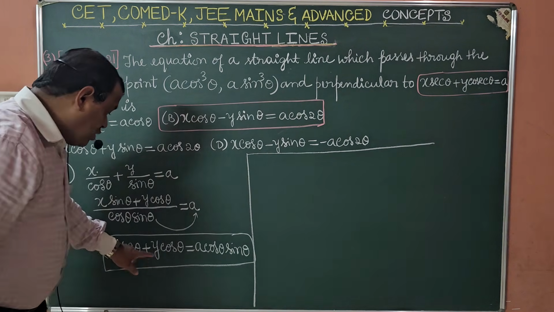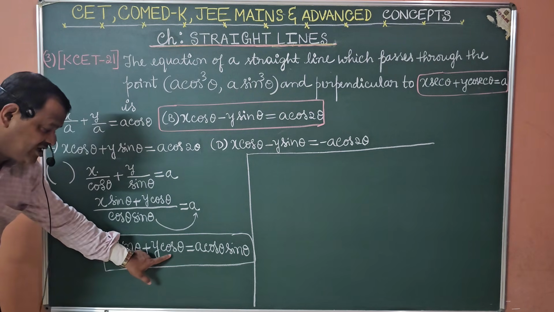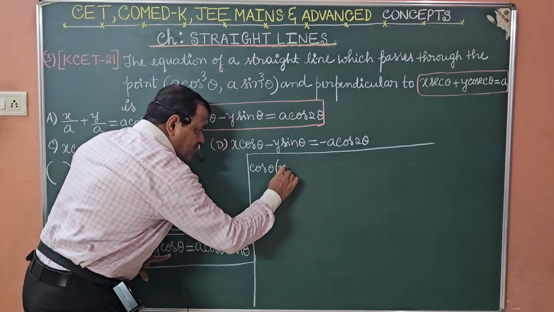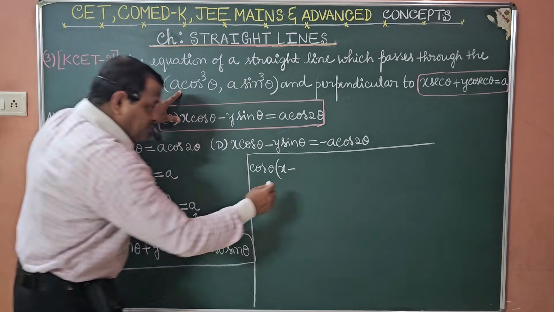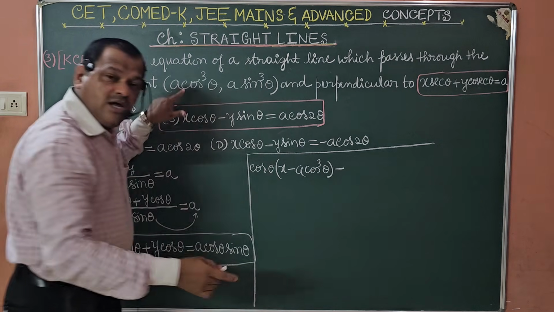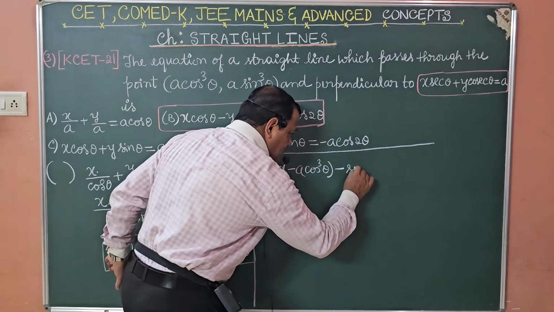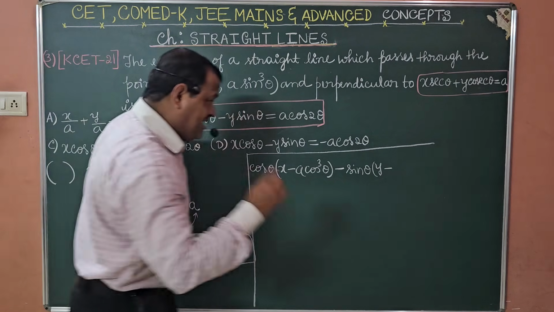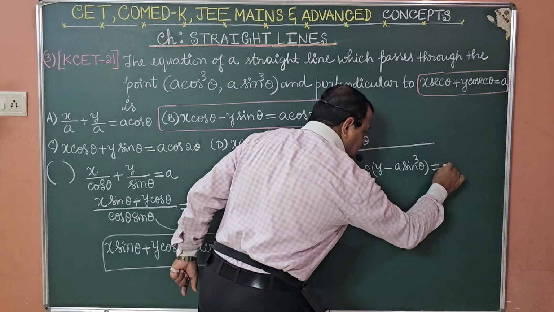Therefore, see, what is the equation of the line perpendicular to this line? Start with the coefficient of y, that is cos theta into x minus x1. x1 is this a cos cube theta. In between minus coefficient of x, sin theta into y minus, see this y1, y1 a sin cube theta. This is equal to 0.